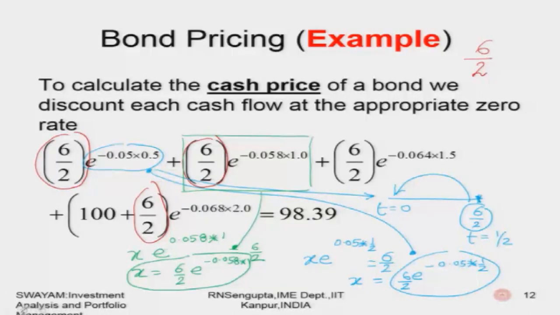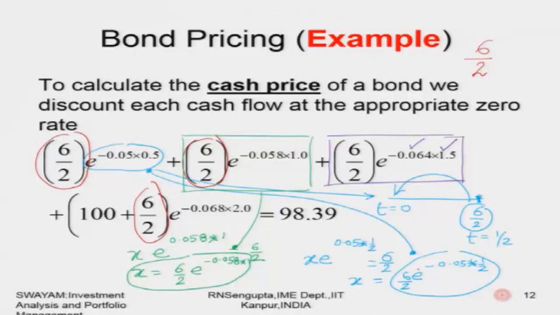Similarly, if I find out the present value of the 6 by 2 unit which I will get after 1.5 years, let me use the color violet. So, this is the value. Only difference would be, remember, the time frame is 1.5 and the interest rate was given in the table as 6.4. So, it will be e to the power minus 0.064.